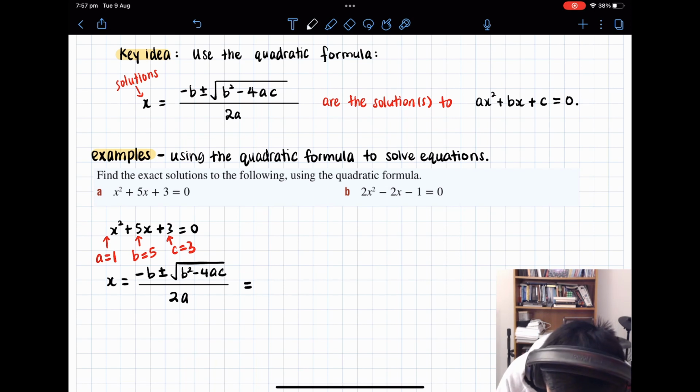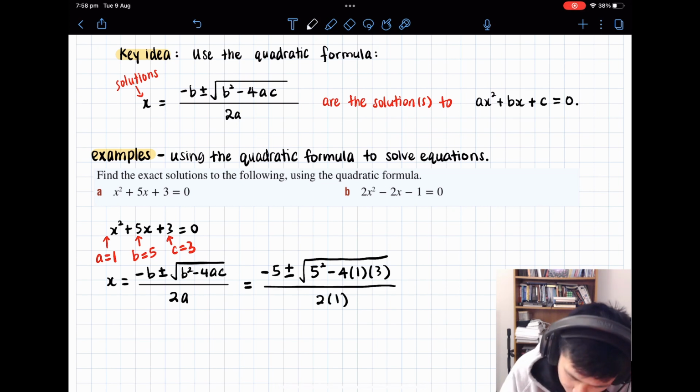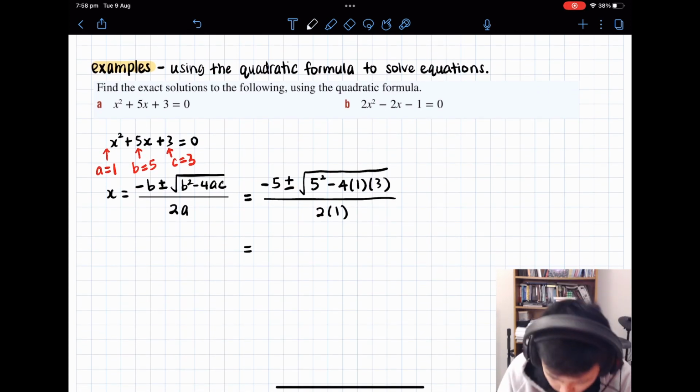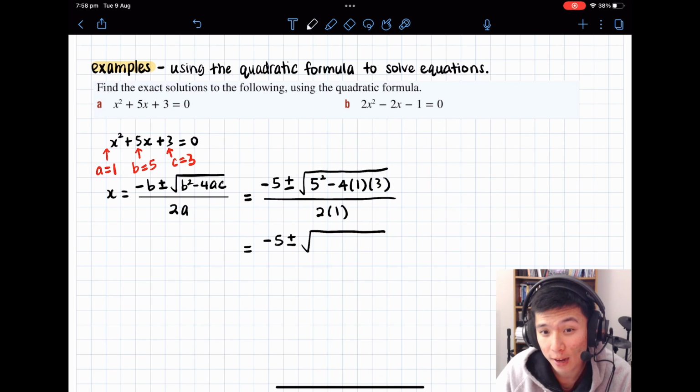So I'm going to write, well, I'll get minus 5 plus minus the square root of 5 squared minus 4 times 1 times 3 divided by 2 times 1. And of course, as you can see there, I can actually simplify a lot of what's going on. So I've got minus 5 out the front here, plus minus the square root. Now inside that square root, I can simplify, right? Because 5 squared is 25.